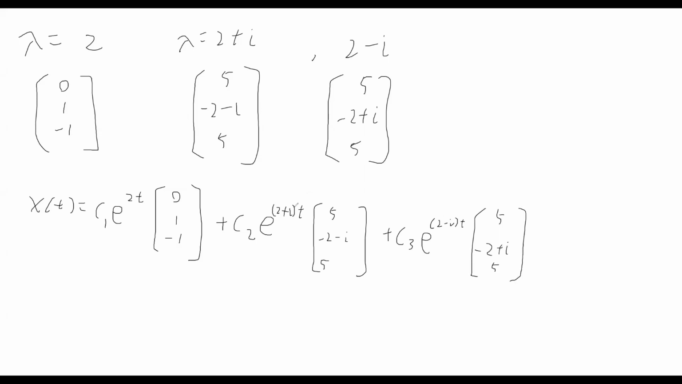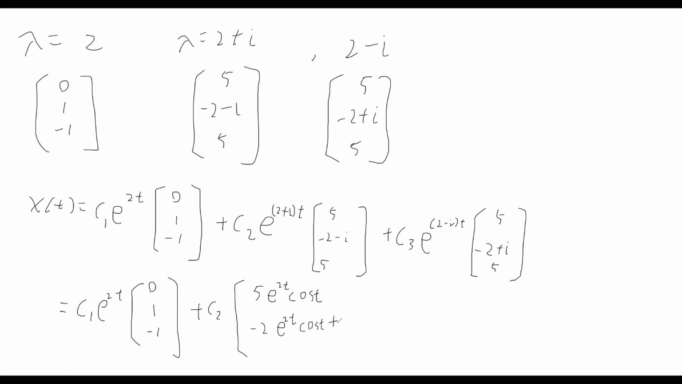Right, but we don't want to include the i's in here, so we are going to use Euler's equation to rewrite those. Right, and you can look at the notes for the general form. So basically we will have c2, and then the first one would be 5 e to the 2t cosine t, negative 2 e to the 2t cosine t plus e to the 2t sine t, and then 5 e to the 2t cosine t.